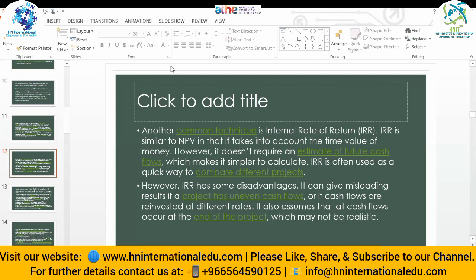It can give misleading results for a project, such as uneven cash flow, because we don't take into account the cash flows in this. So it's a disadvantage as well. Or if the cash flows are reinvested at different rates. For example, in year one, we invested the cash flow at a 10% discount rate, and in year two, at 15%. So obviously, there is no parallelity in the cash flows. It also assumes that all cash flows occur at the end of the project, which may not be realistic. It can be assumed as well. It can be a rounded figure as well.